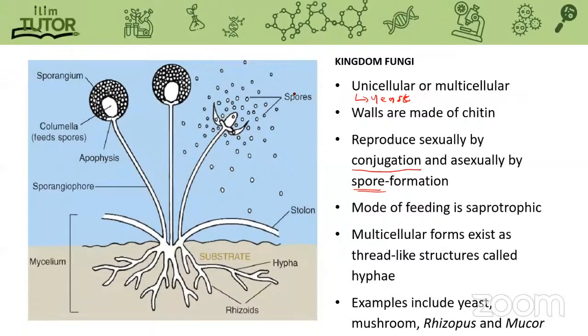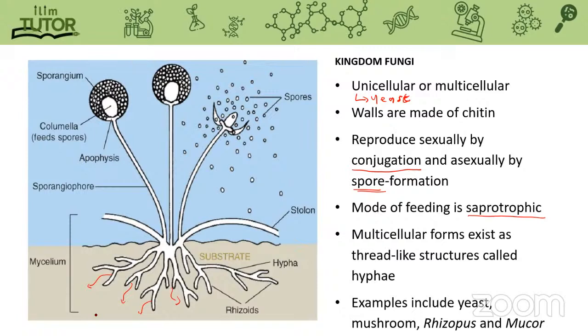Next, we consider the fact that members of the kingdom fungi feed by saprotrophic mode of nutrition. What exactly does the word saprotrophic mode of nutrition mean? It simply means that if this particular fungus, for instance, is going to feed, it would release enzymes onto the substrate. These enzymes will digest the complex molecules in that substrate and then absorb the simple soluble forms that have been produced as a result of that digestion process. So that is what we call saprotrophic mode of nutrition.